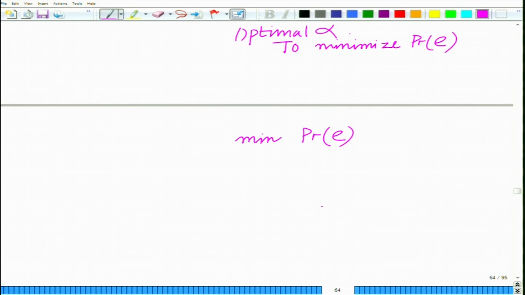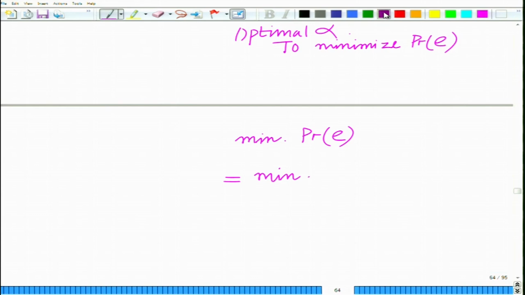Remember, the constraint is now incorporated in alpha, because the constraint was P1 plus P2 equal to P, which you have written in terms of alpha rho and 1 minus alpha rho, by writing P1 and P2, or P, rho 1 and rho 2, in terms of alpha rho and 1 minus alpha rho. And so this is minimize probability of error.